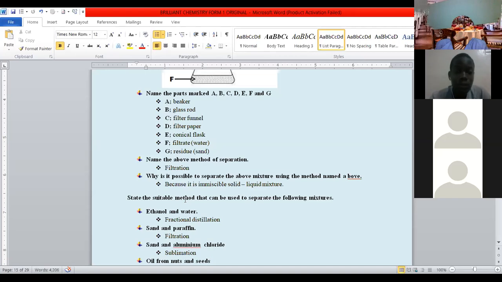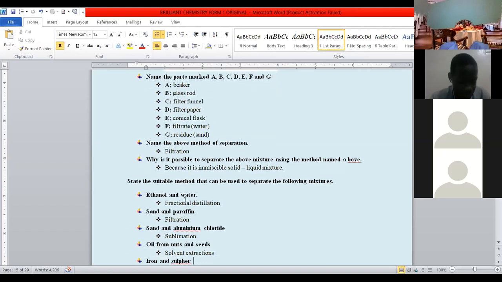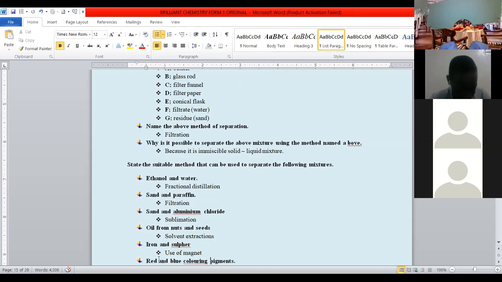Paraffin from crude oil. Fractional distillation. Yes, fractional distillation. Iron and sulfur. Use of magnet. Use of magnet because iron can be attracted by a magnet. Very good. That is magnetic.